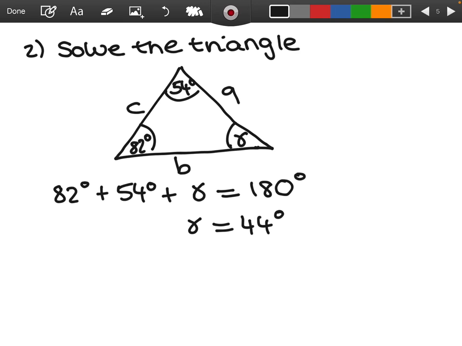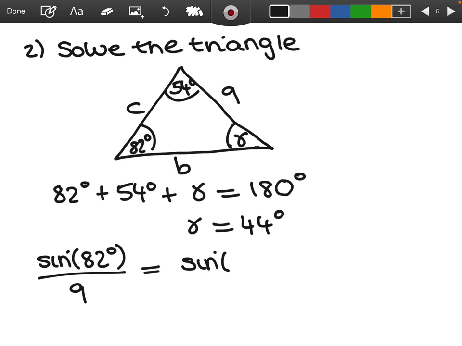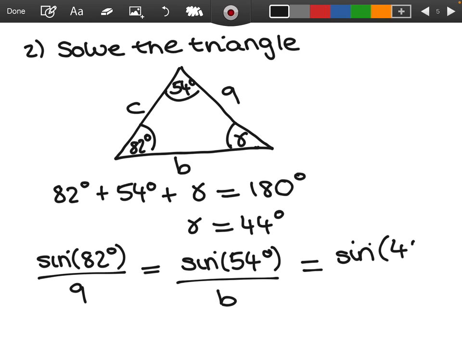Now I use my law of sines. So I know that sine of 82 degrees divided by the side that is opposite it, so 9, and then sine of 54 degrees divided by the side that's opposite it, that's B, is equal to sine of gamma, which was 44 degrees, divided by C. Now you can manipulate this in the same way that we did the last one.